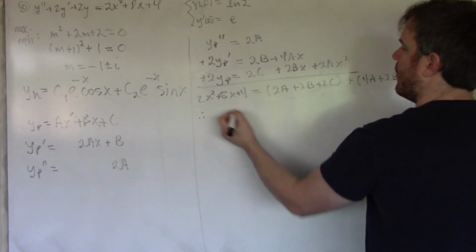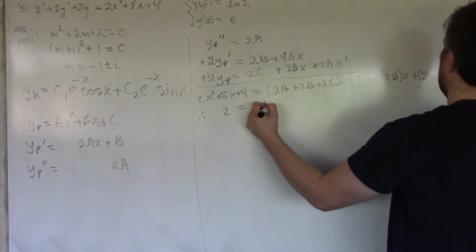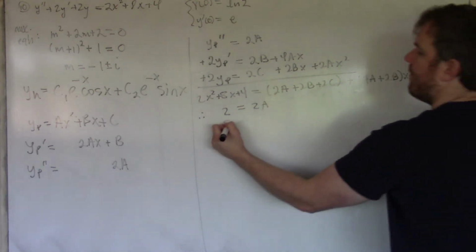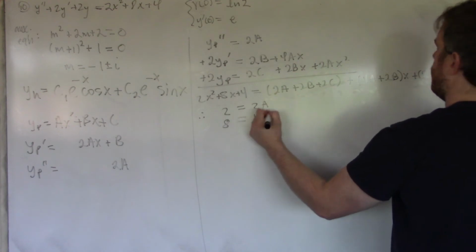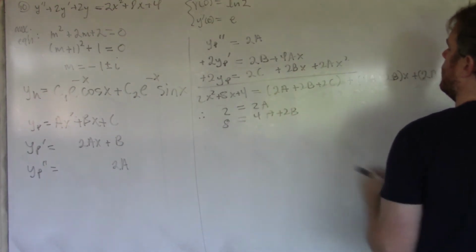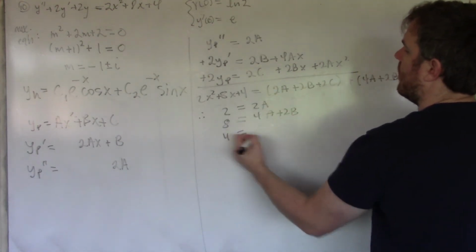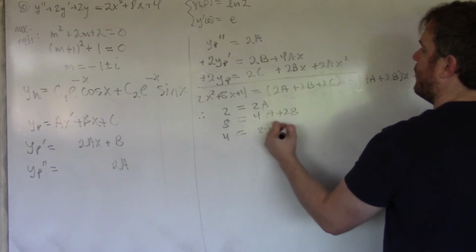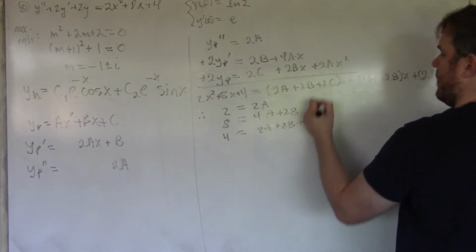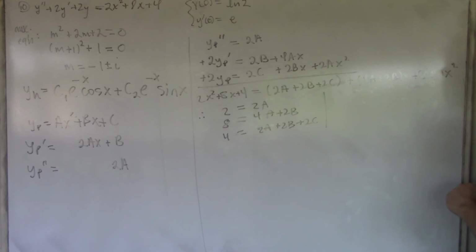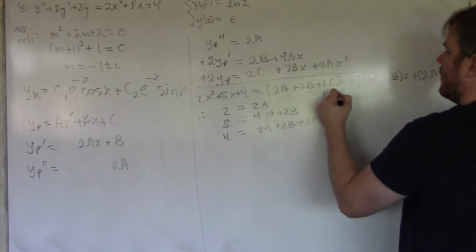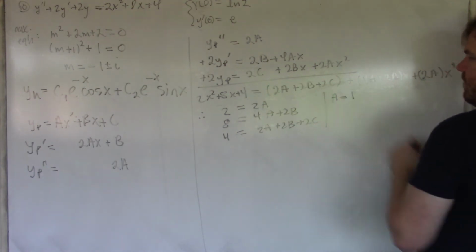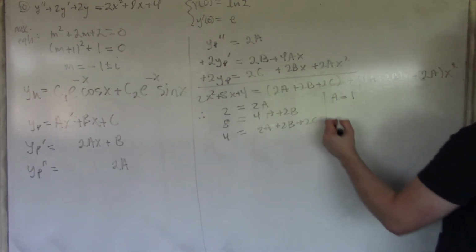So I get my system of equations: 2 equals 2a from here, 8 is 4a plus 2b, and 4 is 2a plus 2b plus 2c. Well, the solution of this isn't terrible because we can solve the first one easily and then plug it into the second one. The first one we should get a equals 1.